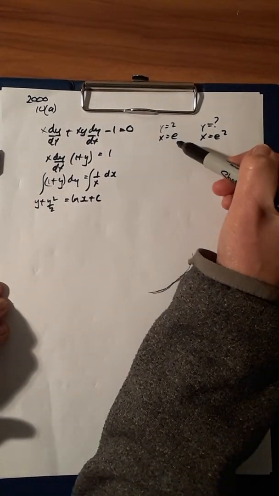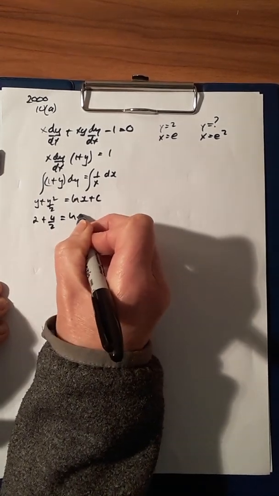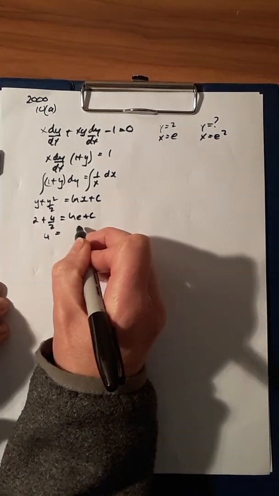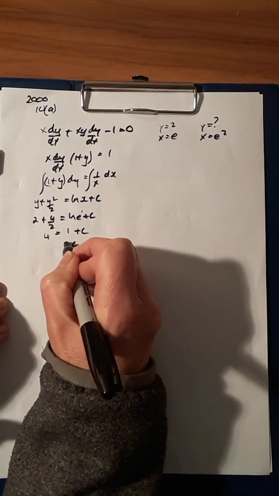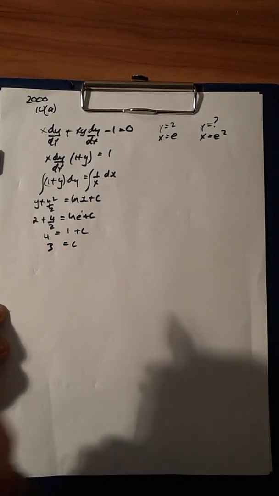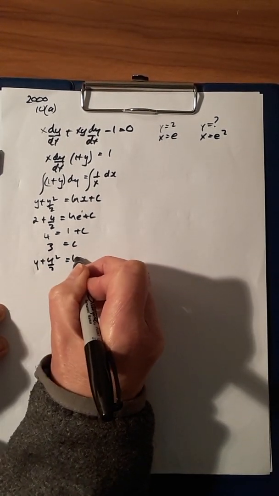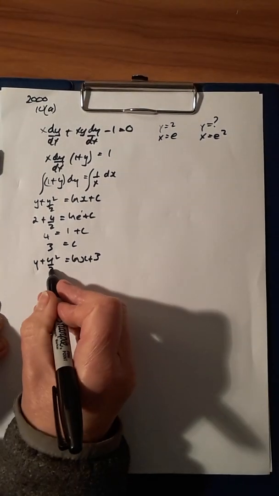I'm going to put in the limits. So y is 2 when x is e. This becomes 2 plus 2 squared over 2 is equal to ln e plus c. The left-hand side becomes 4. The ln of e, e to the power of 1, is just 1, plus c, which means that c is equal to 3. So I'll put that value for c back into the equation: y plus y squared over 2 is equal to ln x plus 3. Now you're not finished yet. You've got to solve the equation, which means you need a y equals. And the question asks for the positive value of y that would solve this equation.